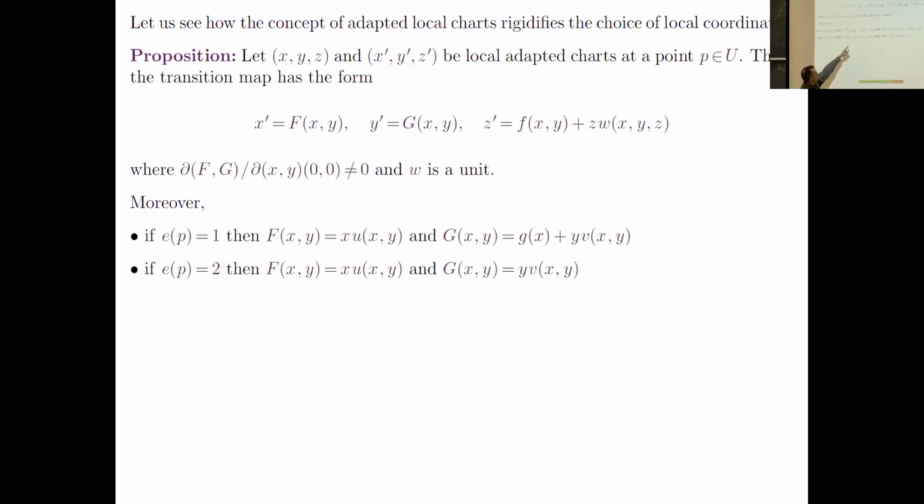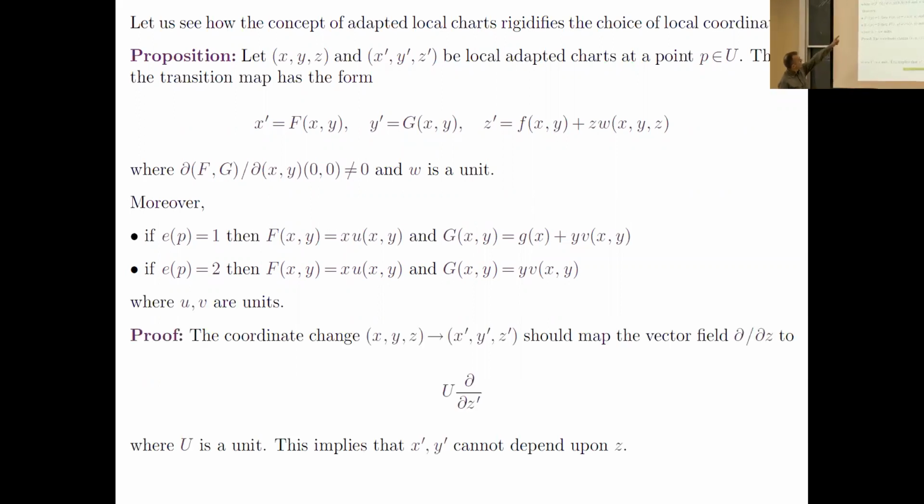To guarantee this, of course, you have to keep track of the tagging of the divisor by saying that x prime and x correspond always to the same divisor. So there is no possible exchange here between these two.